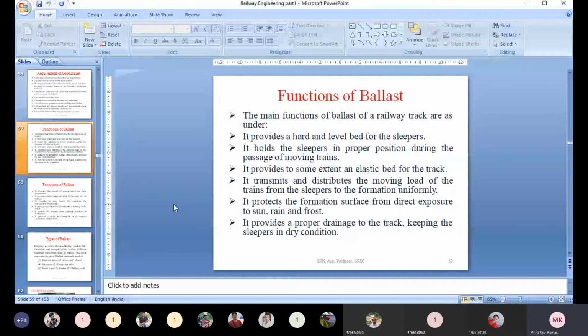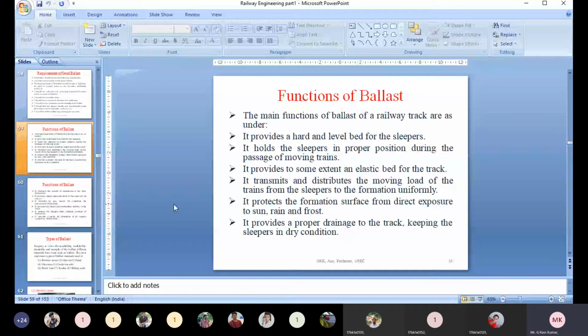The ballast can transfer loads from sleepers to the ground, and the ballast should withstand various shocks and vibrations created by the heavy loads of trains. It also provides some elastic bed for the track. Understand or no? It means it will give some extra elasticity to the track, and it transmits and distributes the moving load of the trains from sleepers to the formation, and it protects the formation.